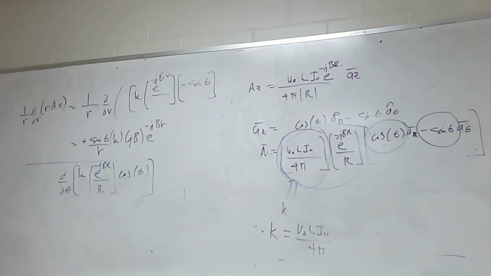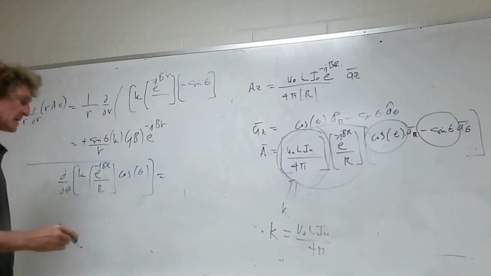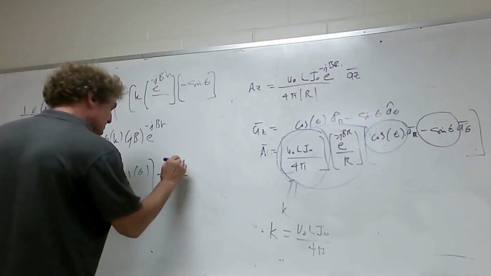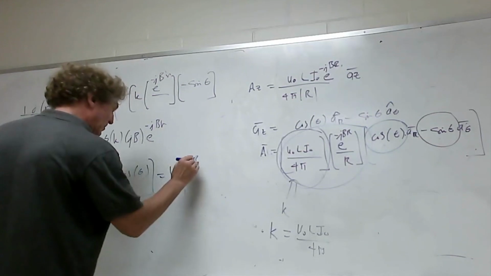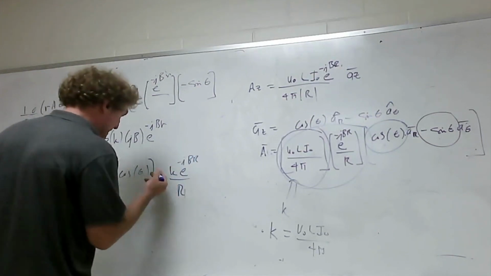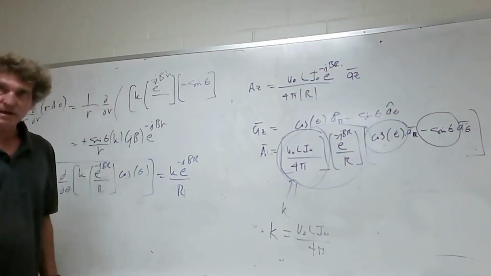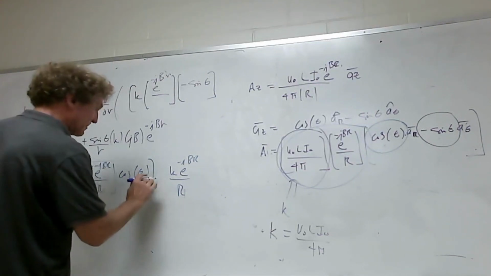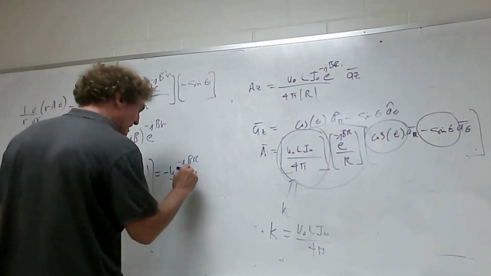When I do a derivative of this, what do I get? Well, the k and all this stuff stays there. So I get k, and I get e to the minus j beta r over r, and I get a derivative of cosine theta with respect to theta, which is minus sine theta, so this is going to be minus the sine of theta.